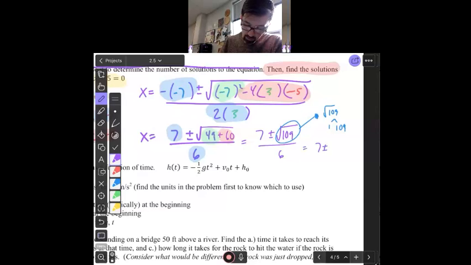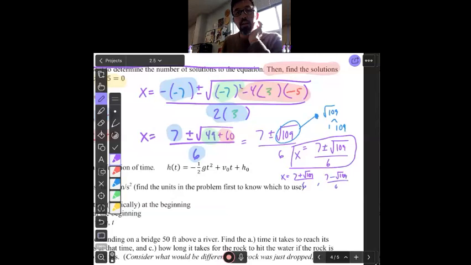I don't think, from what I saw of the problems in the WebAssign, that there is any reducing you guys will need to do. These are pretty basic quadratic formula problems. So there's our 2 answers. Again, you guys have to type that into the WebAssign. So it wants that as x equals 7 plus square root of 109 divided by 6, comma, 7 minus square root of 109 divided by 6. That's the way I'll have to type it in.